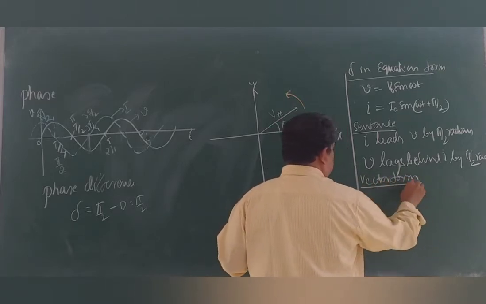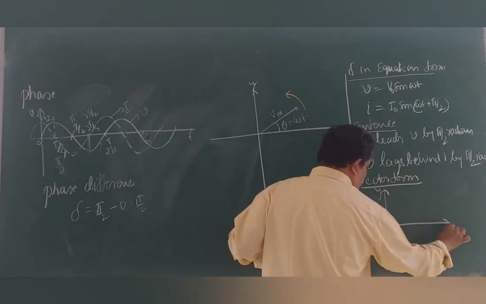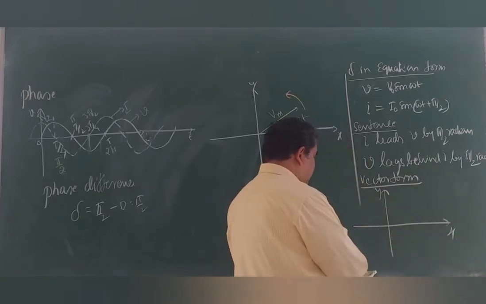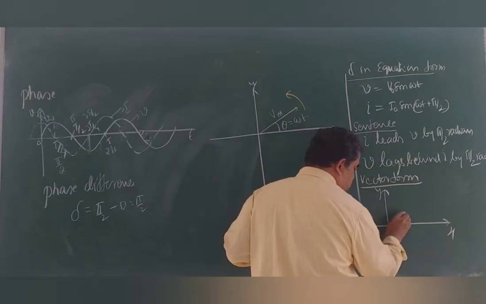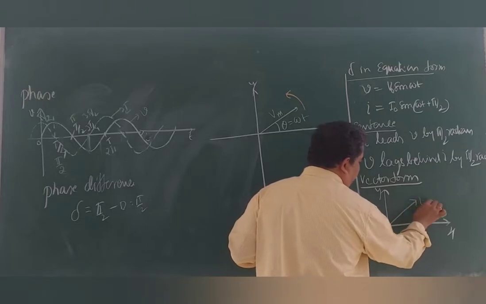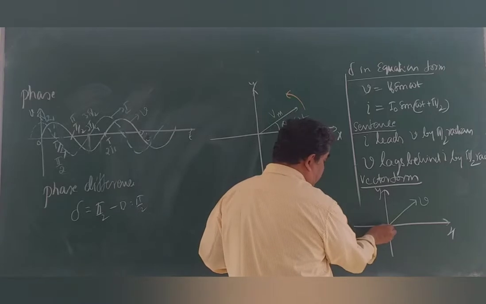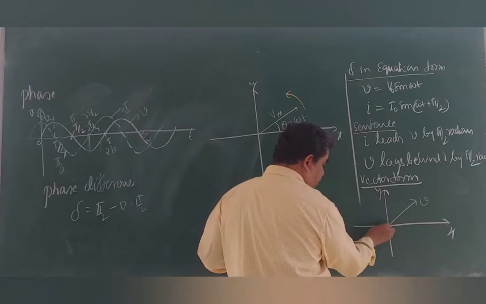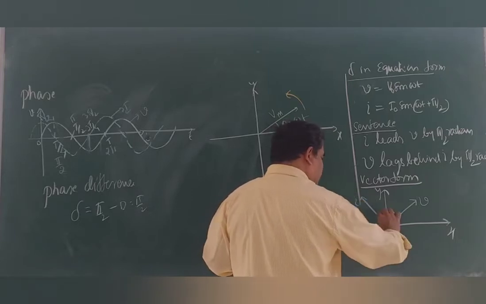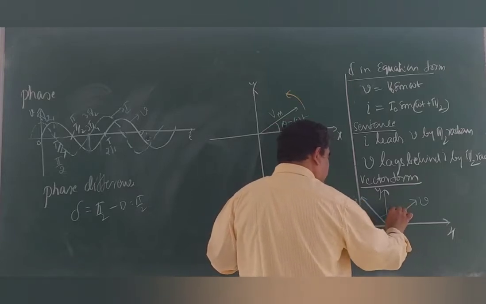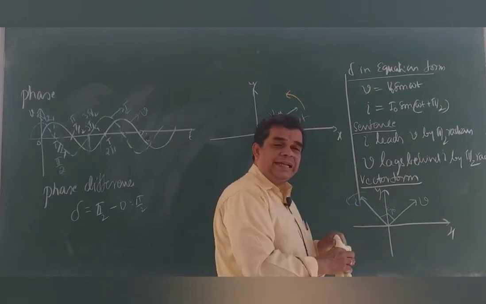Vector form. Say in vector form we write the y and x axis, and if we write this as our V, then where should be the I? At 90 degrees to this in the anti-clockwise direction, this way, I write. This is I. The angle between them is 90. This tells us I is ahead of V by 90 degrees.